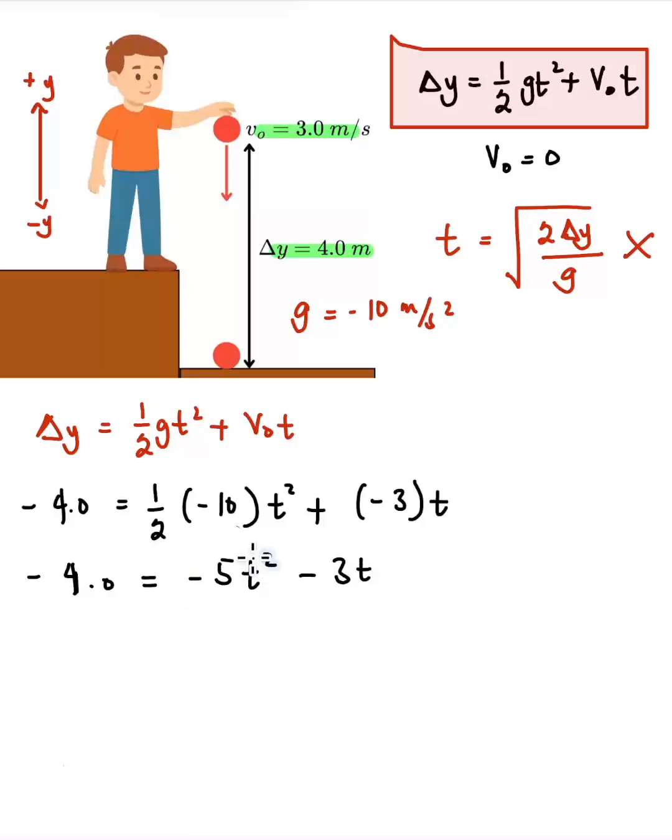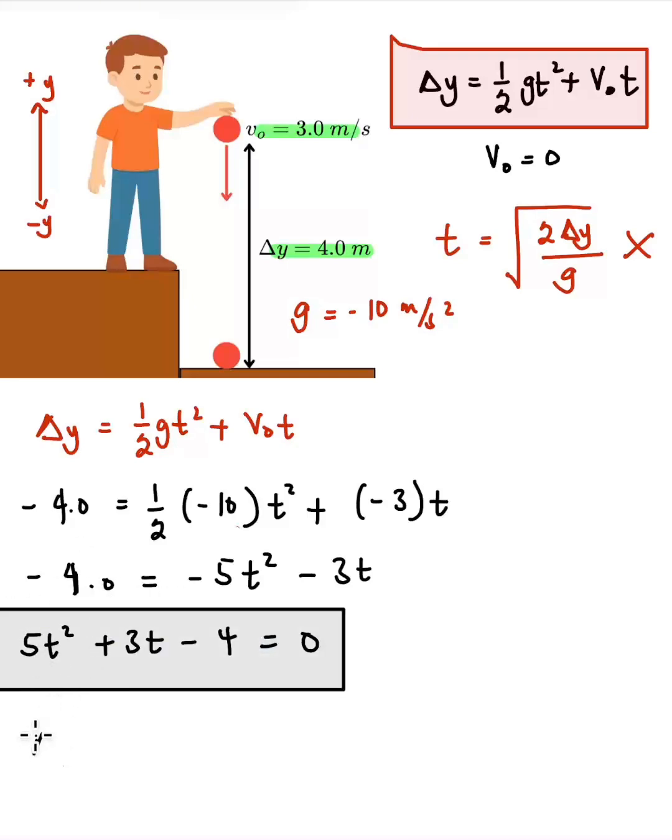Now if you look at this equation closely, we can rearrange it such that if I move the negative 5t squared to the left hand side, it's going to be positive 5t squared, and if I move the negative 3t, it's going to be positive 3t, and then we already have negative 4.0, so we have minus 4, and that is equal to 0. And this is a quadratic equation in the form a t squared plus bt plus c is equal to 0. In this case, our a is going to be 5, our b is going to be 3, and our c is going to be negative 4.